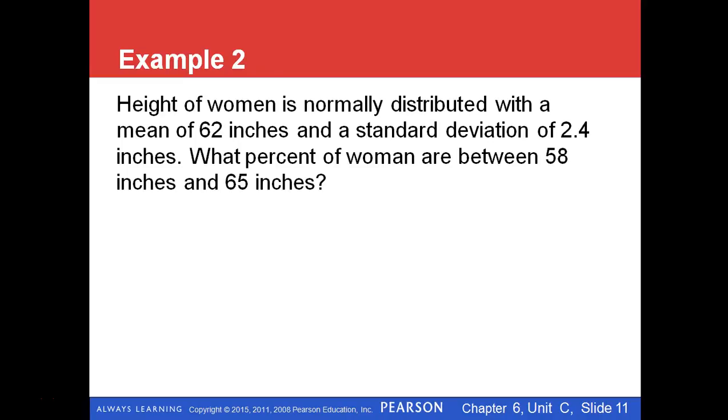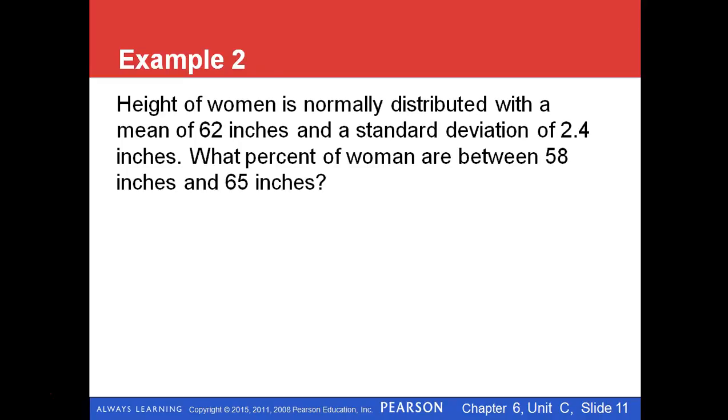Height of women is normally distributed with a mean of 62 inches and a standard deviation of 2.4 inches. What percentage of women are between 58 inches and 65 inches? When we're looking for areas or percentages, we'll have to not only convert to a z-score, but then take that z-score and measure the distance between the two of them, or sometimes from 1 to infinity. The textbook will instruct you how to do this with a chart, but we're going to use the calculator instead.